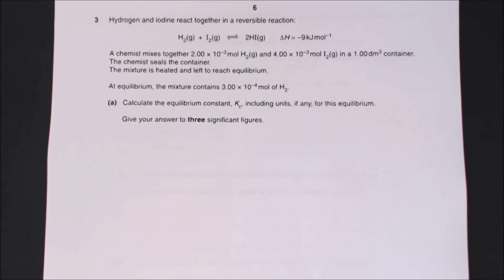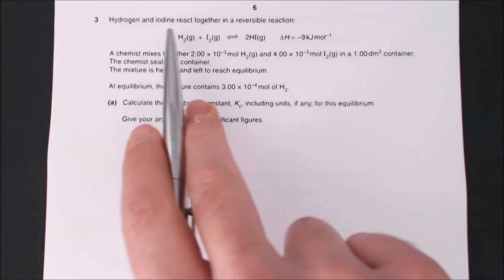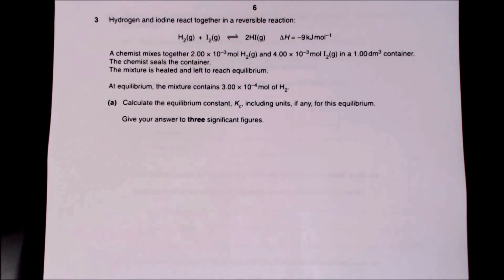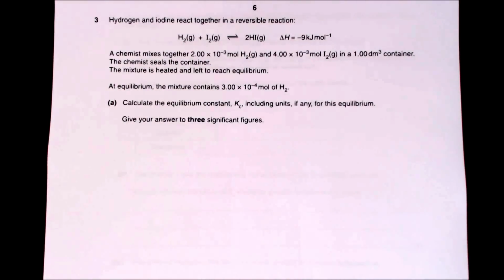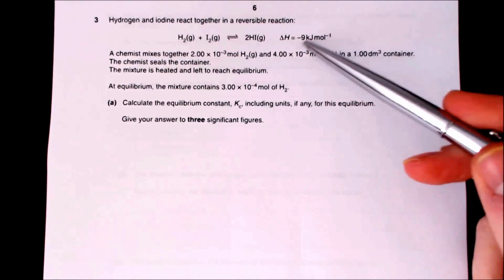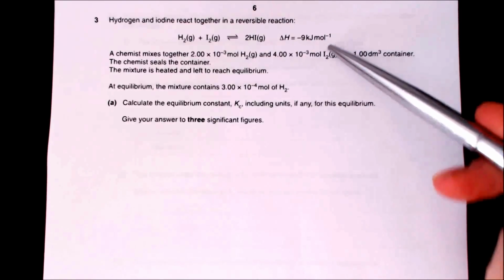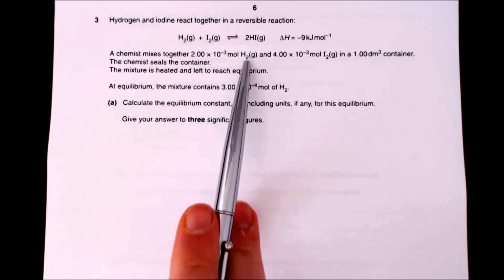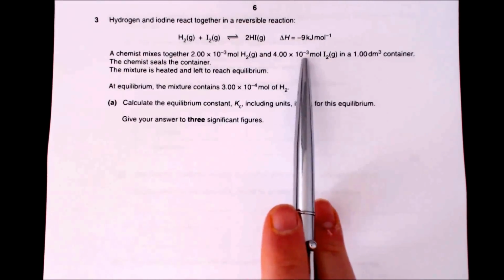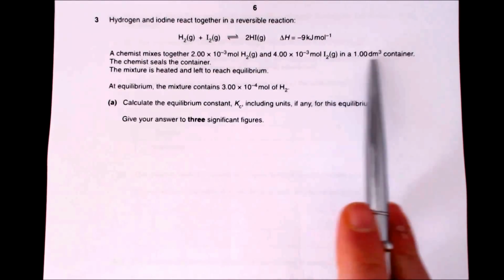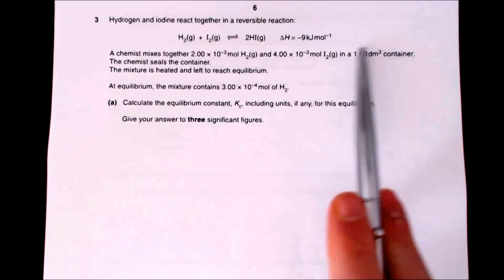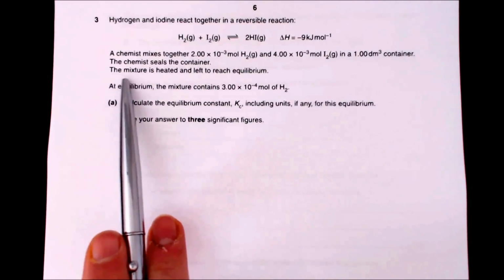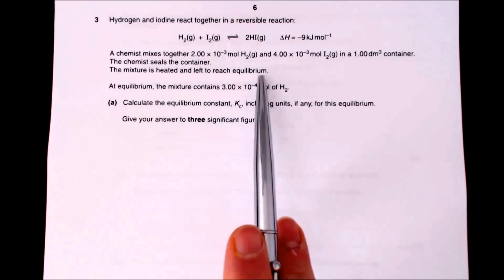Okay, so this is question 3. It says hydrogen and iodine react together in a reversible reaction. So we've got H2 plus I2 will give 2HI, and they've given us the enthalpy change as well, which is minus 9 kilojoules per mole. The chemist mixes together 2 times 10 to the minus 3 moles of H2 gas and 4 times 10 to the minus 3 moles of I2 gas in a 1 decimeter cubed container. So that makes our calculations a bit easier as well. The chemist seals the container. The mixture is heated and left to reach equilibrium.